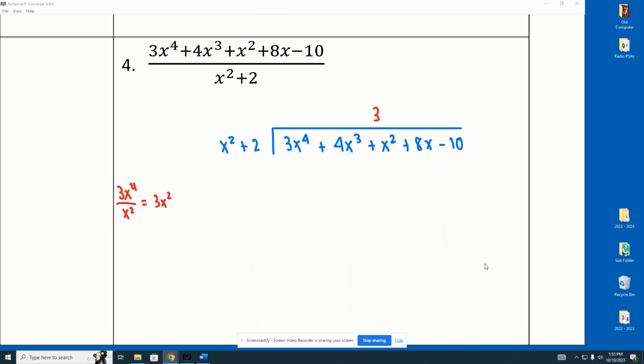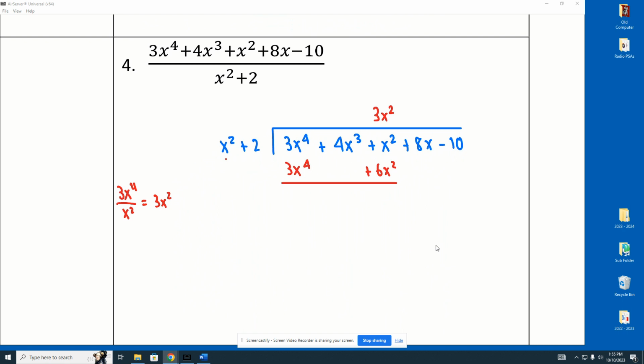So I'm going to put 3x squared way over here above that one because it gives me a sense of when I know I'm going to be done. So that's what I'm going to distribute. And here's what ends up happening. 3x squared times x squared is, of course, 3x to the fourth. And 3x squared times positive 2 is positive 6x squared. So again, I'm not putting it underneath this 4x cubed. I'm putting it underneath this x squared.